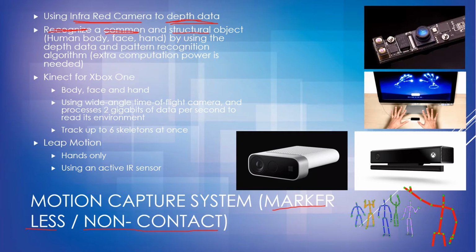So what does that mean? At our current stage, the easiest to understand is that we can recognize the human body, the face, and the hand. Of course, we all have a body, and our body is common and well structured. We have a head, two arms, two legs, and a body. Similar for the face: we have two eyes, one nose, a mouth, two ears, etc. For our hands, we have 5 fingers. Those are common and structural objects.